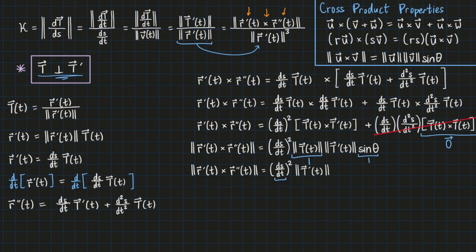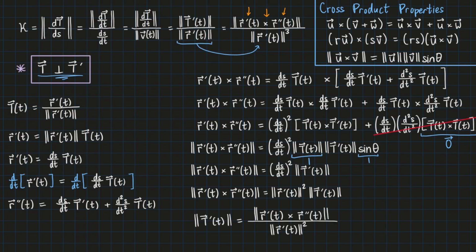And then ds/dt can be rewritten as the magnitude of r prime. Now, if we isolate for the magnitude of T prime of t, we'll see that the magnitude of T prime of t equals the magnitude of the cross product of r prime of t and r double prime of t, all over the magnitude of r prime of t squared.